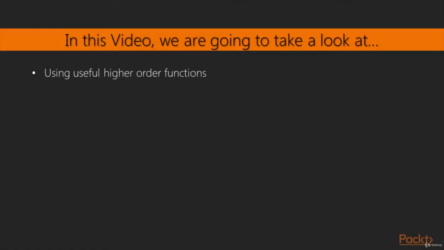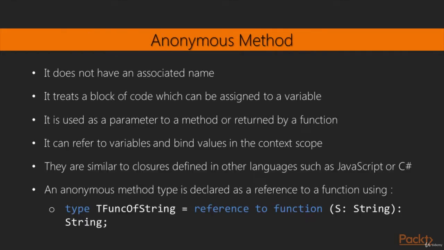In this video, we use Delphi's anonymous method with some of the most popular and useful higher-order functions. Since version 2009, the Delphi language, or better its Object Pascal dialect, supports anonymous methods. What's an anonymous method? Not surprisingly, an anonymous method is a procedure or a function that does not have an associated name. An anonymous method treats a block of code just like a value, so that it can be assigned to a variable, used as a parameter to a method, or returned by a function as its result value. In addition, an anonymous method can refer to variables and bind values to the variables in the context scope in which the anonymous method is defined.